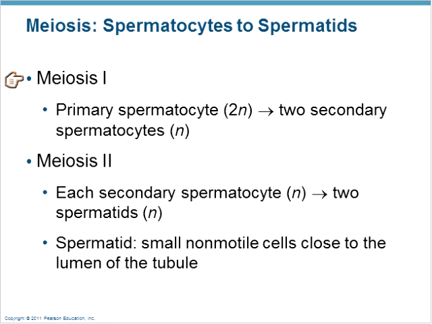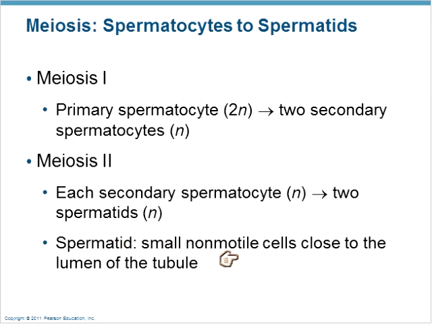So in meiosis 1, the primary spermatocytes go from a 46 chromosome cell and are broken down into 2 23 chromosome cells. In meiosis 2, each secondary spermatocyte, that is the 23 chromosome cells, then breaks down into 2 other cells, each one what are called spermatids.